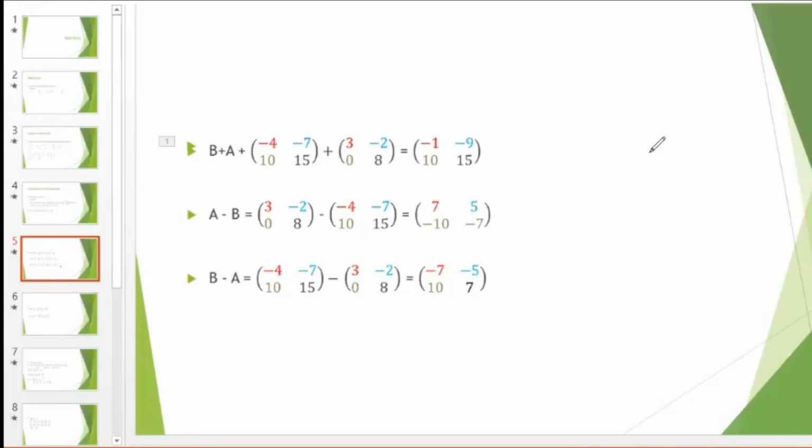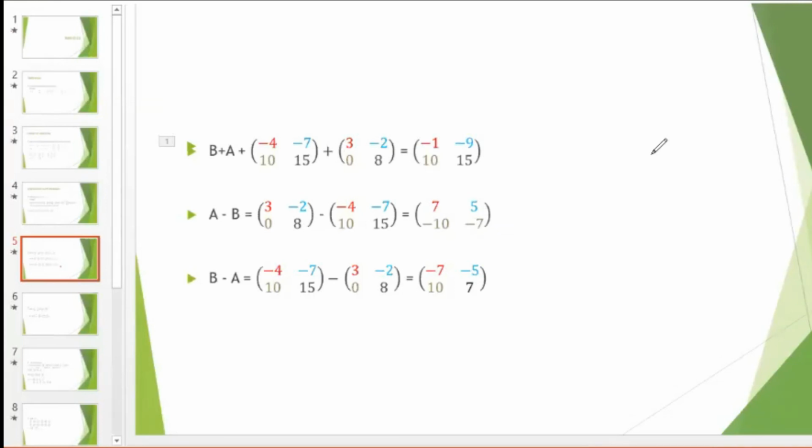What do you notice with the subtraction? In the first one, the answer ends with a -10 and a -7, but in the second one it is not negative. You'll notice that for the subtraction, the answers become the inverse of each other. When I say inverse, I mean opposite in terms of sign. So for A minus B, you have a +7, +5, -10, -7. And for B minus A, you have a -7, -5, +10, +7.